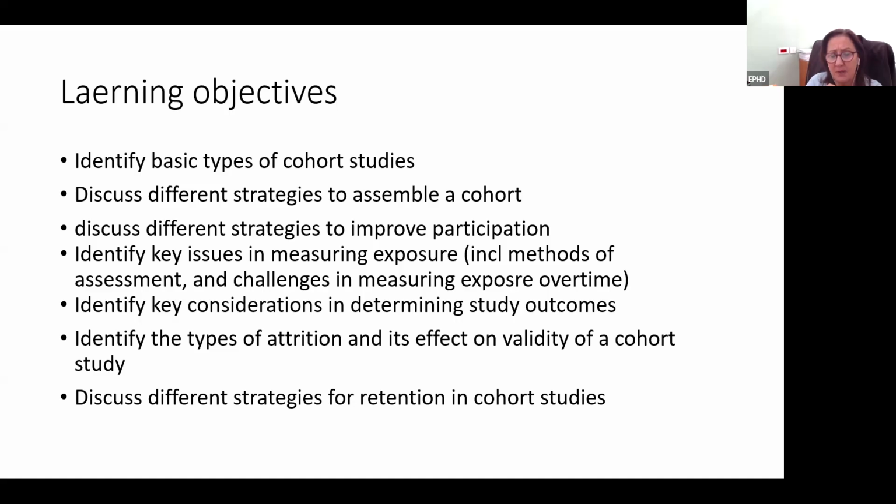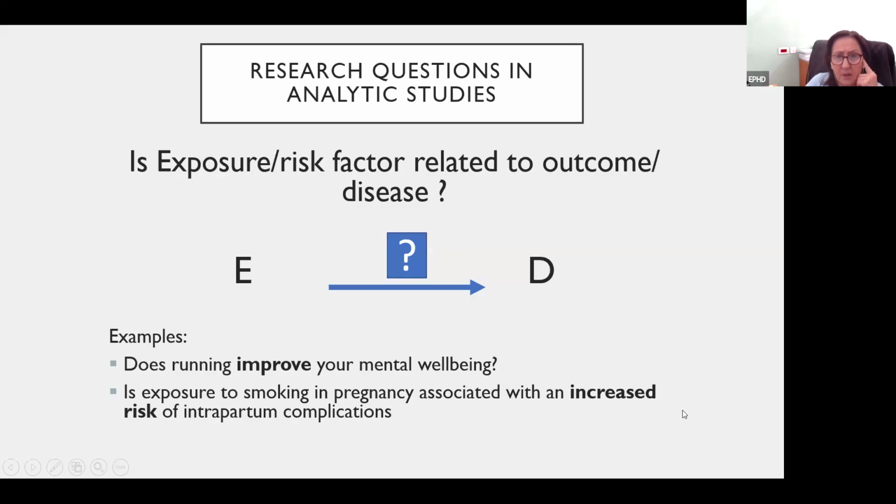So what are the key issues in measuring exposure in terms of method of assessment, and what are the challenges? What are the key considerations when we decide what outcome we want to assess at the end of the follow-up, and discuss attrition and how it affects validity of a cohort study, as well as strategies for retention.